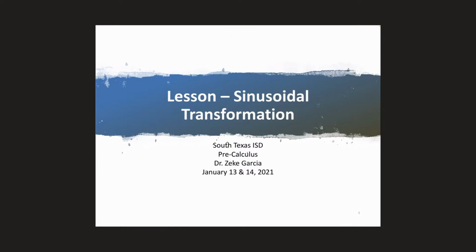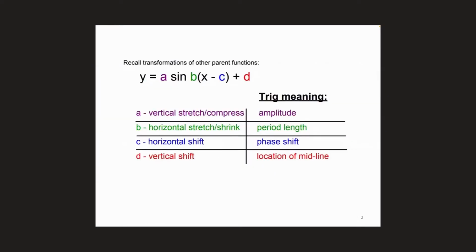Today's lesson has to do with sinusoidal transformation. Remember that A is going to affect the amplitude, B affects the period length, C is going to affect the phase shift, and D affects the midline. So this is the midline. This right here is the period. This right here affects the phase shift. It goes left to right. And A represents the amplitude, okay?